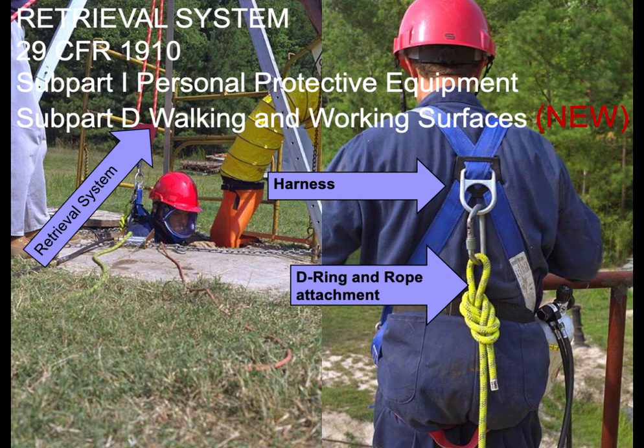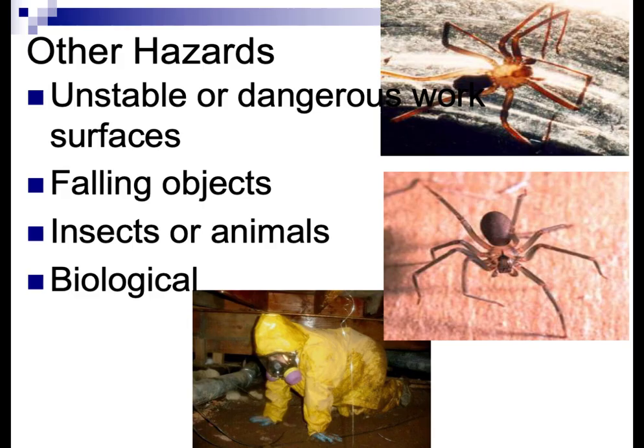And retrieval systems when you're going underground are really important, and you can see the harness, the D-ring, and the retrieval system, which is the tripod. We're going to cover this at the end of the semester in Walking and Working Surfaces. We'll also cover the requirements for fall protection.